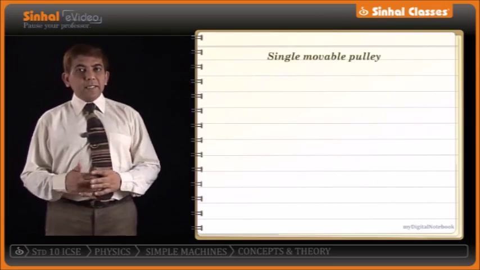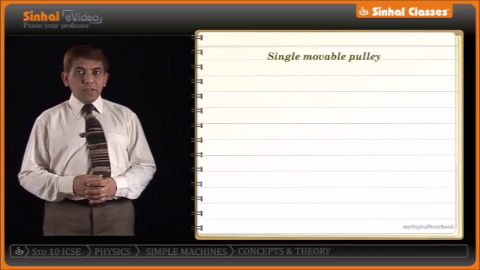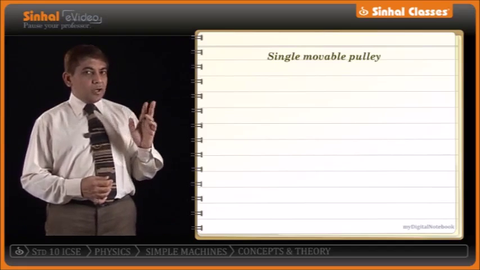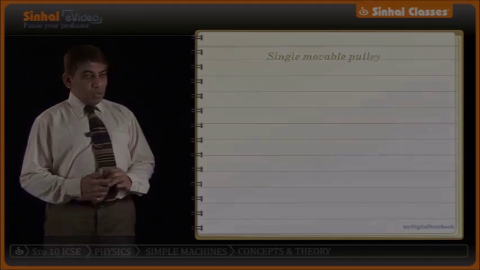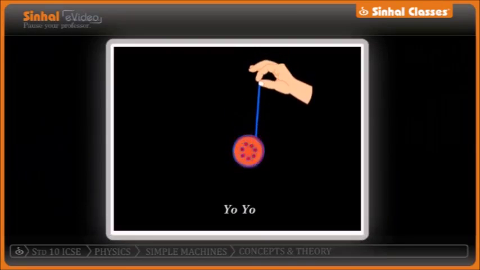Let's consider the second type of pulley, that is the single movable pulley. Now this single movable pulley reminds you of a particular toy which you must have seen in your childhood. You know what it is called? It is called a yo-yo. I'm sure you know what a yo-yo is all about. However, this is not a yo-yo. This is definitely a single movable pulley.